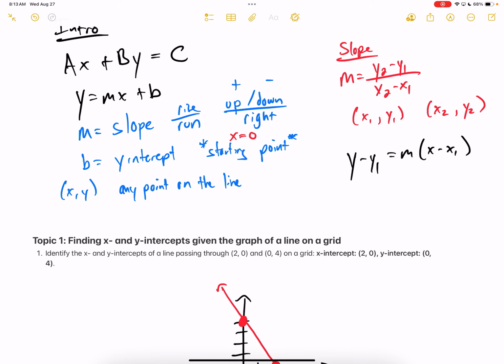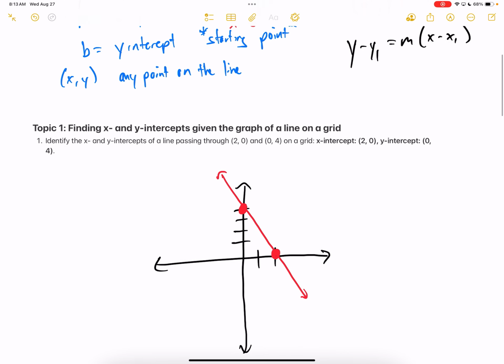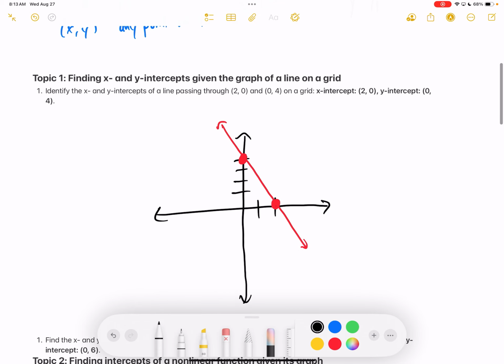All right, this starts out pretty easy, so we'll go through these fast. Finding the x and y intercepts on a grid. They're literally going to give you a picture and ask you to find the x-intercept, where it crosses the x-axis. So this would be 2, 0. That's my x-intercept. And my y-intercept would be 0, 4. That's where it crosses the y-axis. Those are my two answers. It does start out pretty easy on these.